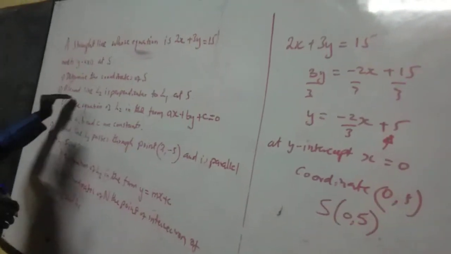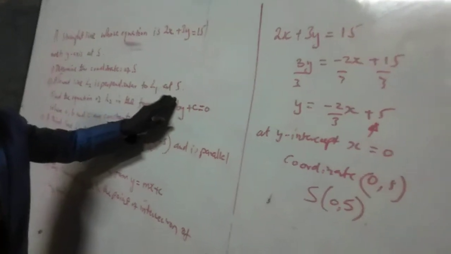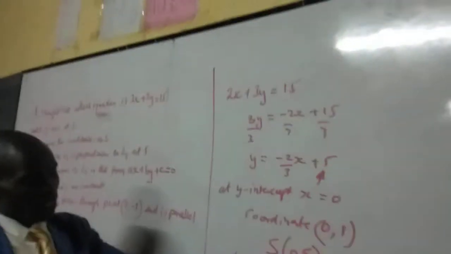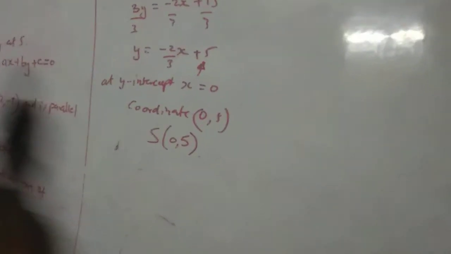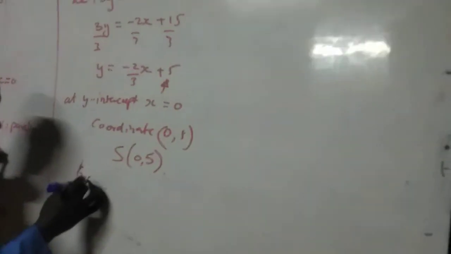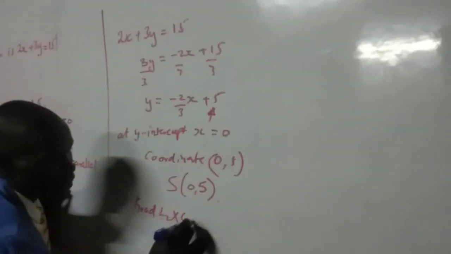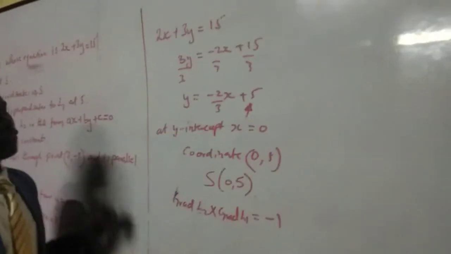Number 2, a second line L2 is perpendicular to L1 at S. So L2 is passing through this point 0, 5. And since it is perpendicular to L1, then gradient of L2 times gradient of L1 should be equal to negative 1.